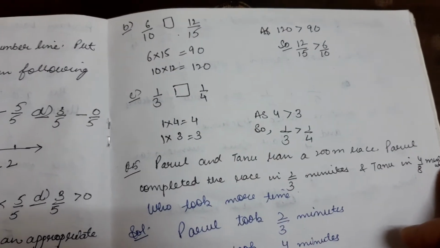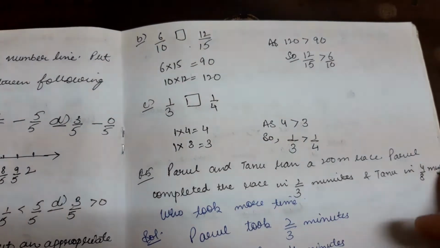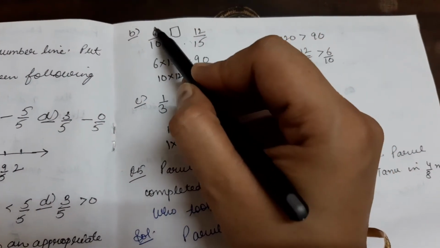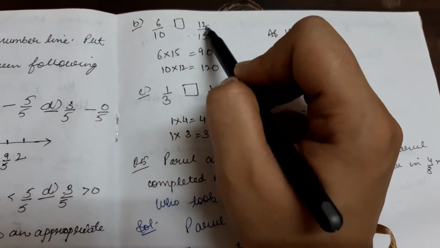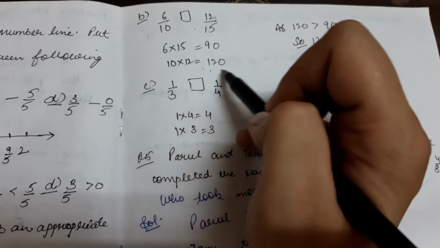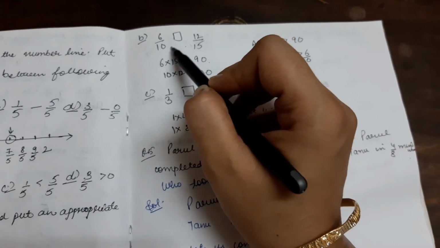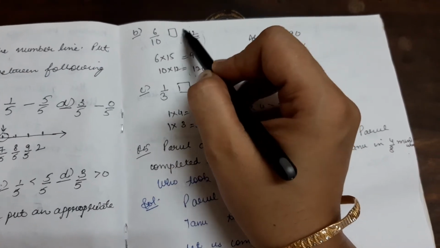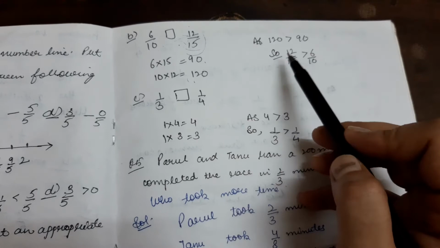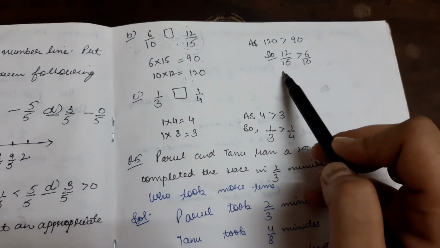B part is 6 by 10 and 12 by 5. So again cross multiply. 15 6 is 90. 10 into 12 is 120. So 120 is greater than 90. How we get 120? By multiplying 10 with 12. So we are going towards right side. It means right side fraction is greater. So 6 by 10 is less than 12 by 5.